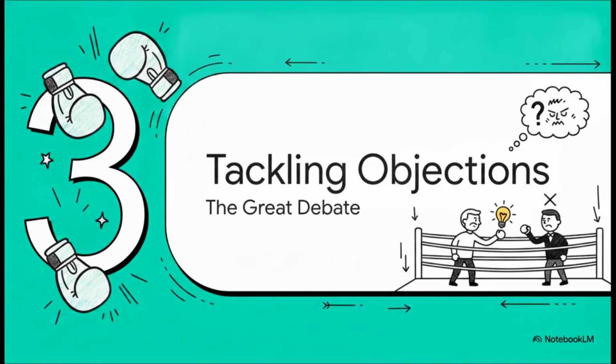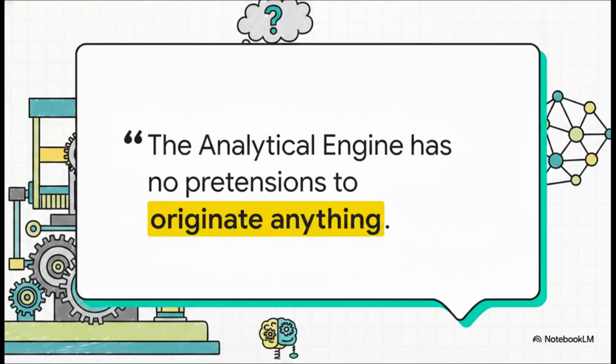Moving on to Part 3, tackling the objections, the great debate. Cue the boxing match portion of This Explainer, because this is where Turing systematically, and honestly pretty playfully, dismantles the critics of his era. We kick things off with Lady Lovelace's famous objection way back from 1842 regarding early computing engines. She stated, "The analytical engine has no pretensions to originate anything. It can do whatever we know how to order it to perform."